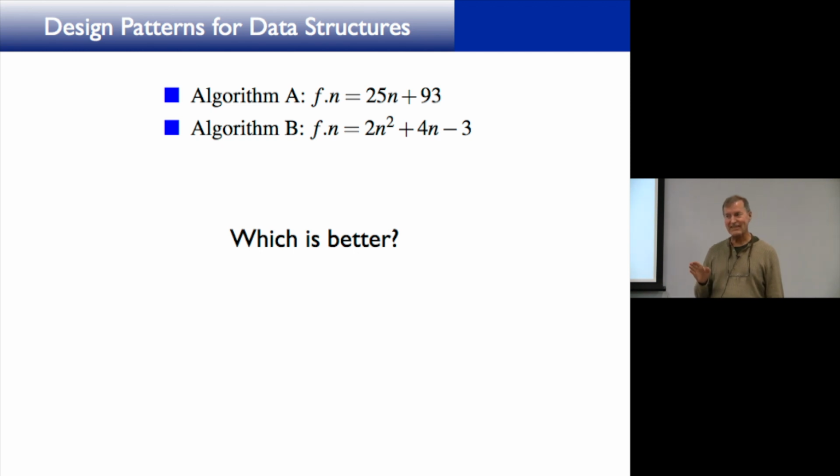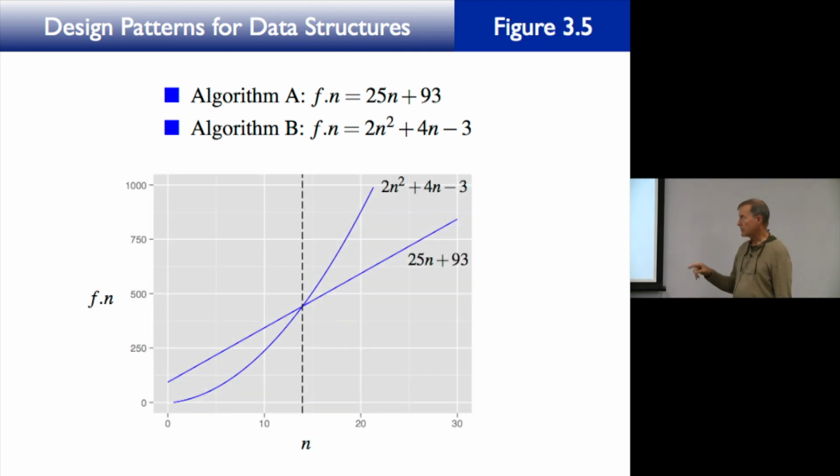Yeah, actually, it's a little bit of a trick question because it does depend on n, right? So if you plot this, if you graph this, here in figure 3.5 in the book, there's a plot of 25n plus 93 and 2n squared plus 4n minus 3. Now what is the y-intercept of f(n) in algorithm A? The y-intercept. It's 93. When n is 0, y is 93, right? Okay. And what's the y-intercept for algorithm B? It's negative 3.